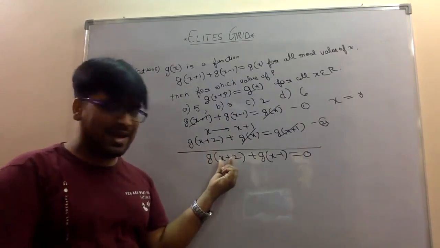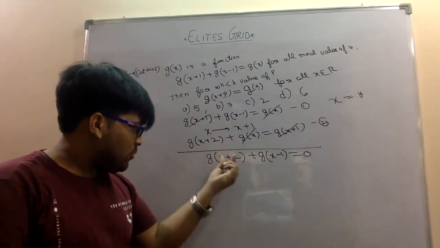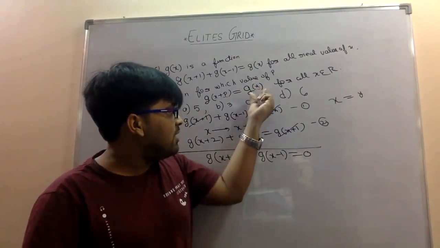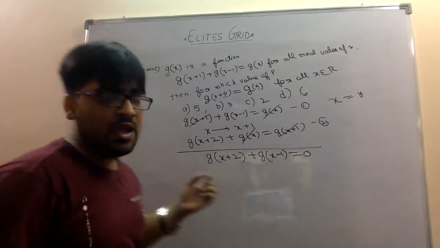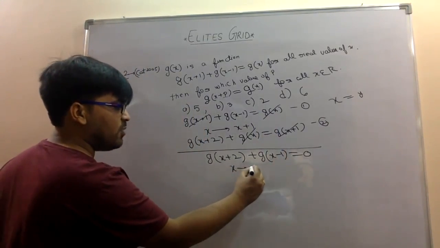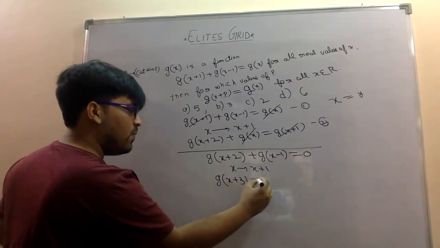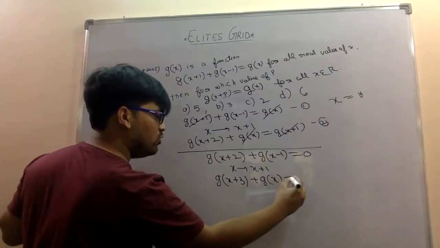That means this looks like it is in the right form. That means g(x+p), this you understand, yes, this is in the same form. But is g(x) in this form? Here there is g(x), here there is g(x-1). So again you will replace x by x+1. So you will get g(x+3) + g(x) is equal to 0.